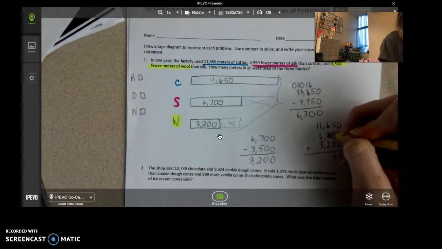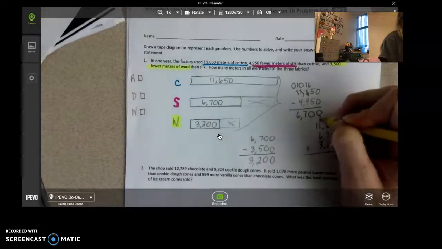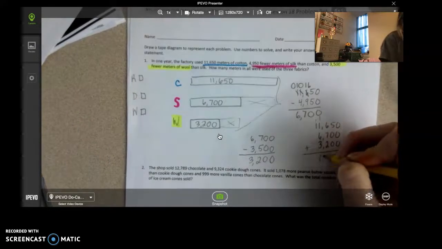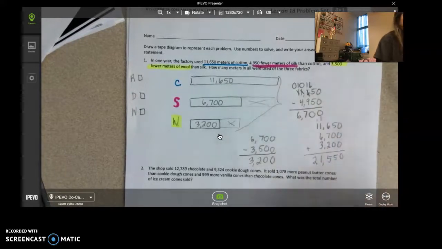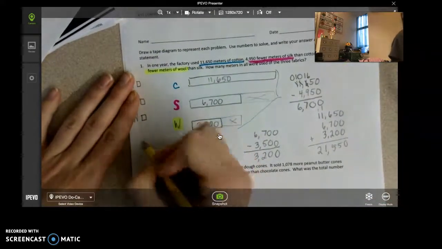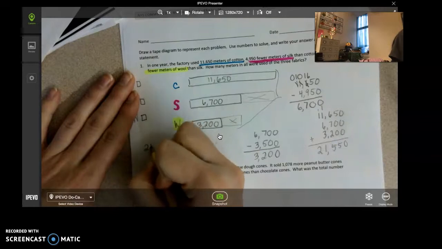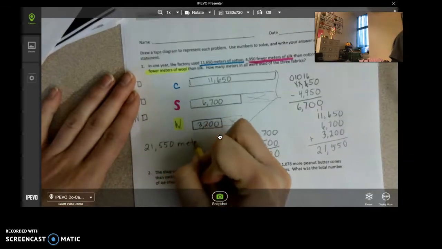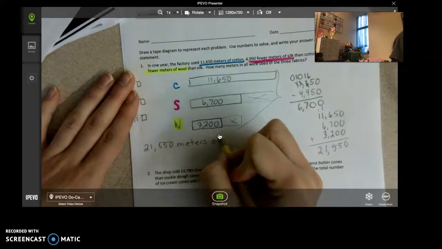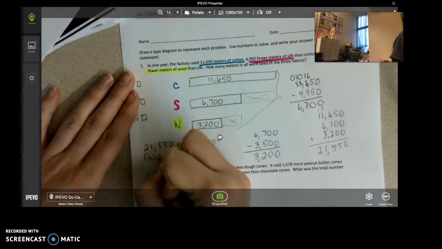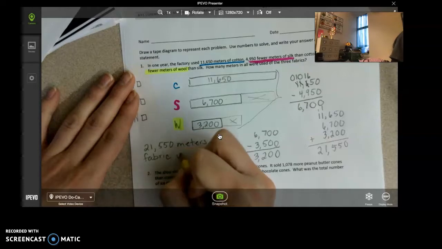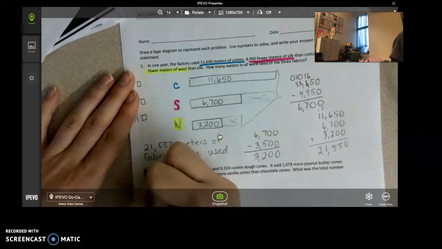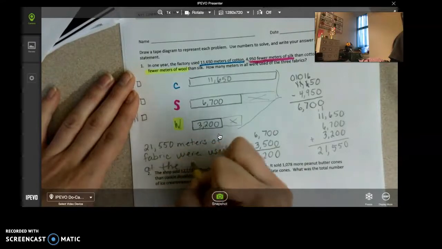6 plus 7 is 13. 15. Right? And so my statement could be 21,550 meters of fabric were used at the factory.